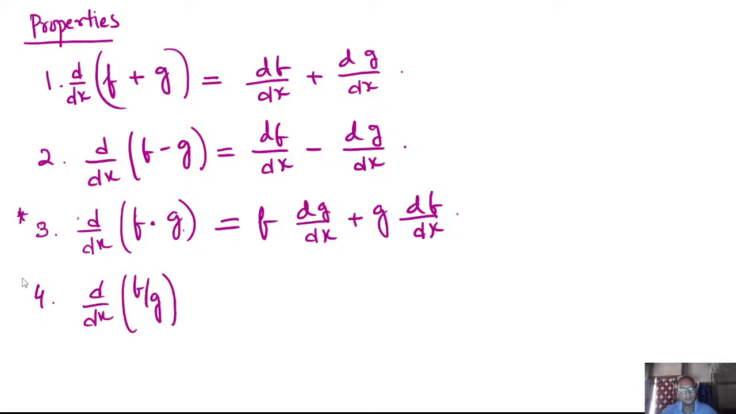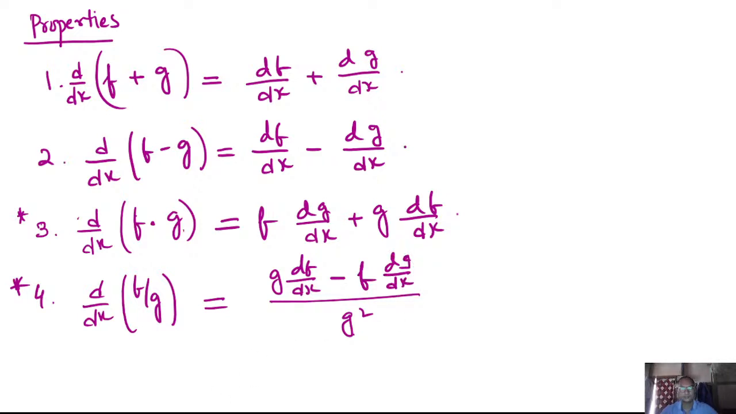Number fourth is also very important. When functions are in division, what is the value? It is g square in the denominator, then g df by dx minus f dg by dx. I hope so.